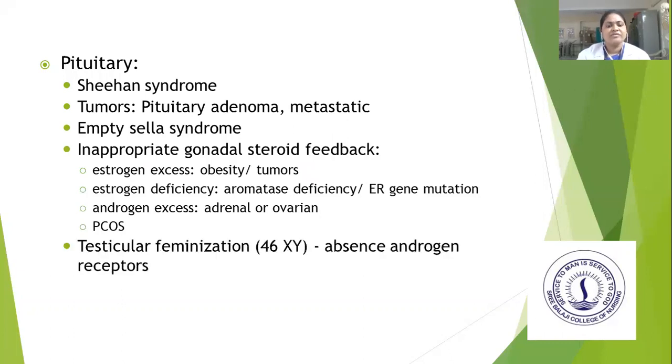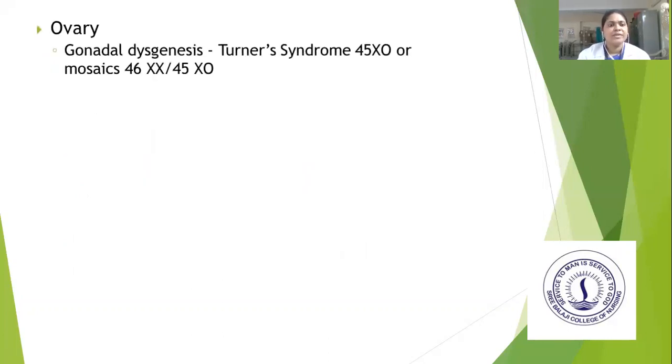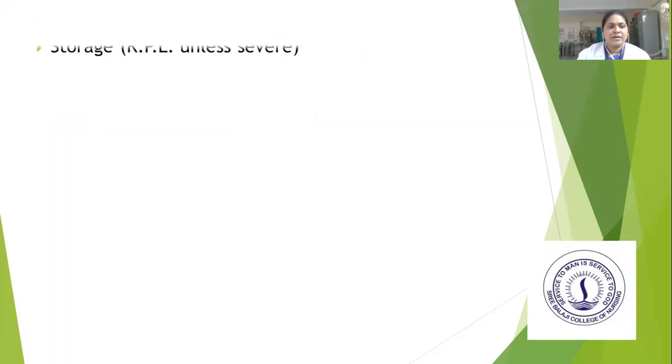and testicular feminization, that is 46XY chromosome with absent androgen receptors, and in the ovary gonadal dysgenesis, Turner syndrome, or mosaics 46X and 45X0. Testicular feminization, and treatment with radiation, treatment with chemo for childhood malignancies, and premature ovarian failure.